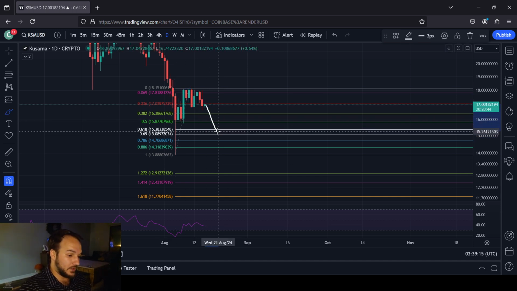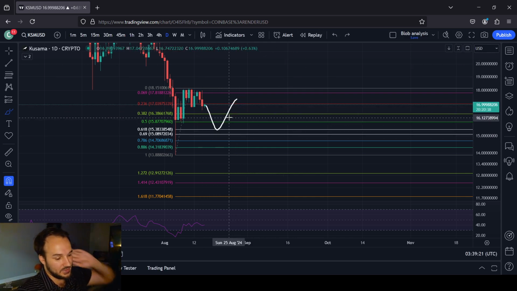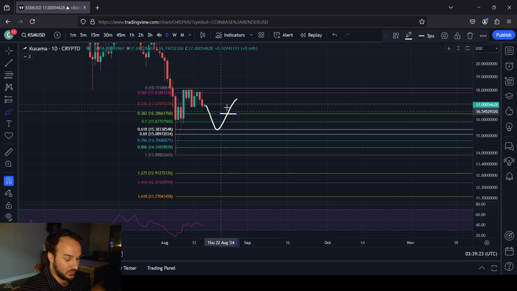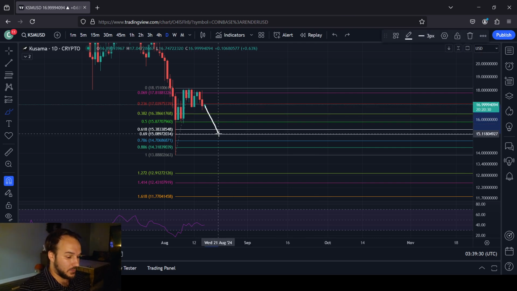We'd like to see something like this, right? You can dip into it and then dip out, whatever, that's okay. You don't have to bounce right off the 618, but just drawing it ideally here. Something like that definitely gets you above this line, and then especially above the 236. That's nice to see. You're not looking for something like this, right? Or going up to the 382 and then down.